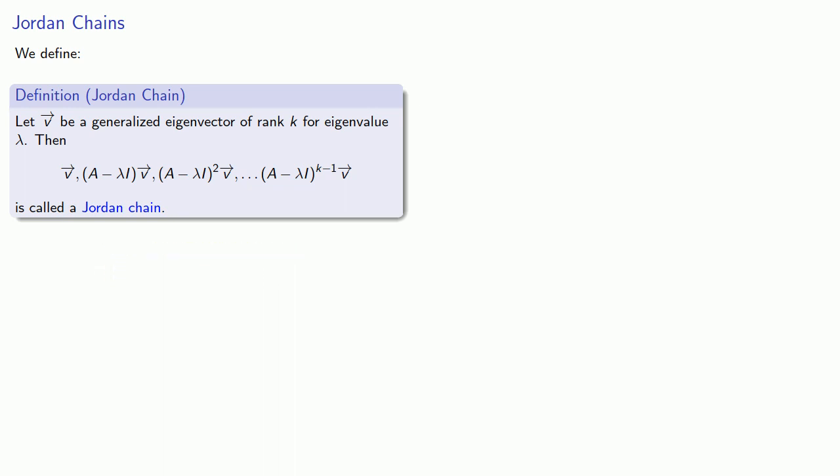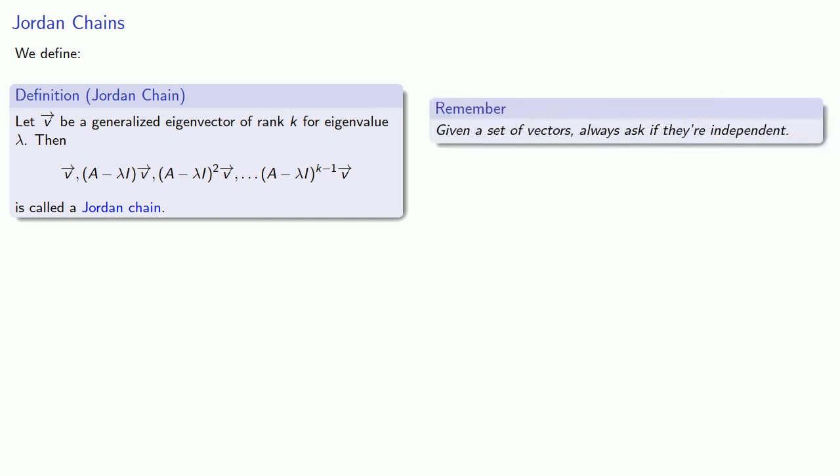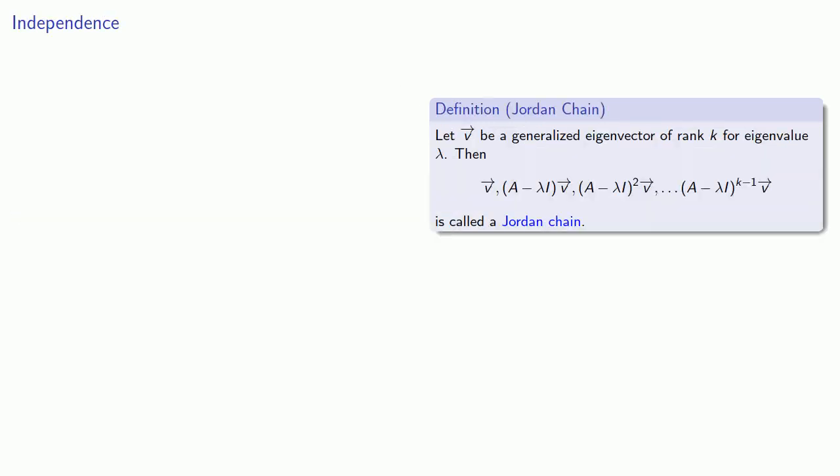And at this point, we'll introduce a useful strategy in linear algebra. Given a set of vectors, always ask if they're independent. Well, we can always ask. Let's try to prove it. Clearly, the set consisting of the last element of the chain, (A - λI)^(k-1) v, is independent.